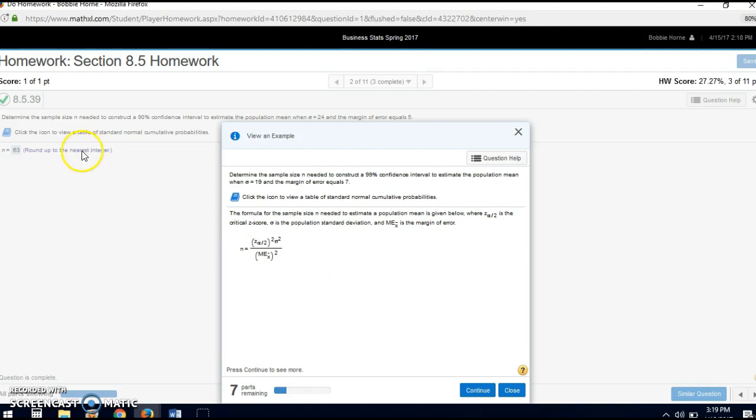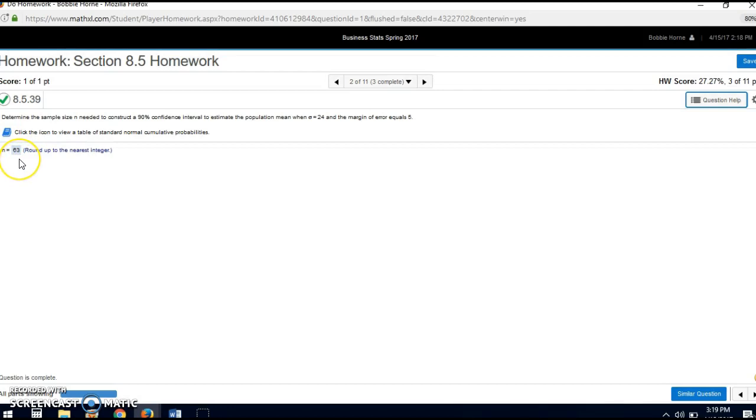Since we're rounding up to the nearest integer, 62 is going to round up to 63. I know normally rounding rules, we would leave it as 62. But you're always going to round up if it says round up to the nearest integer.